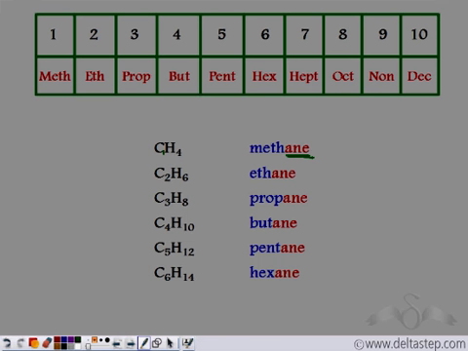Similarly, the names of the alkanes are derived in this manner. Say we take C5H12. There are 5 carbon atoms, so 5 means pent, and the suffix is -ane since it is an alkane, so the name becomes pentane.